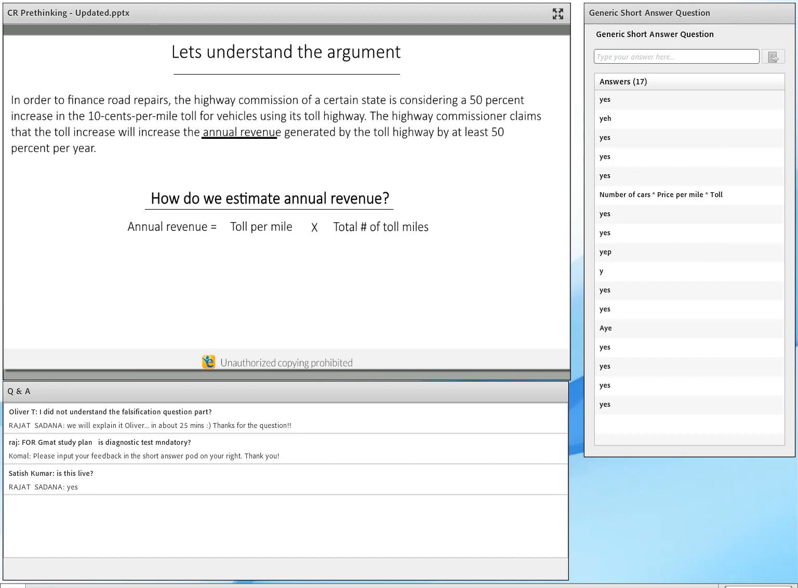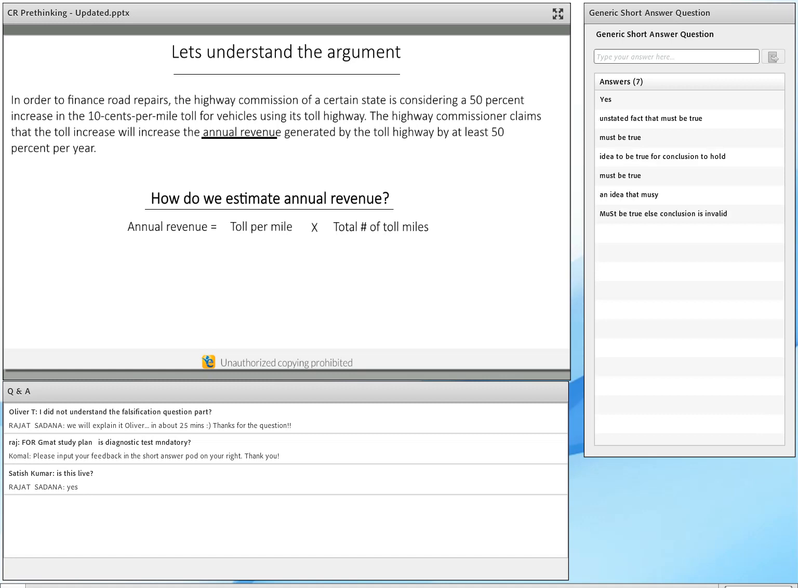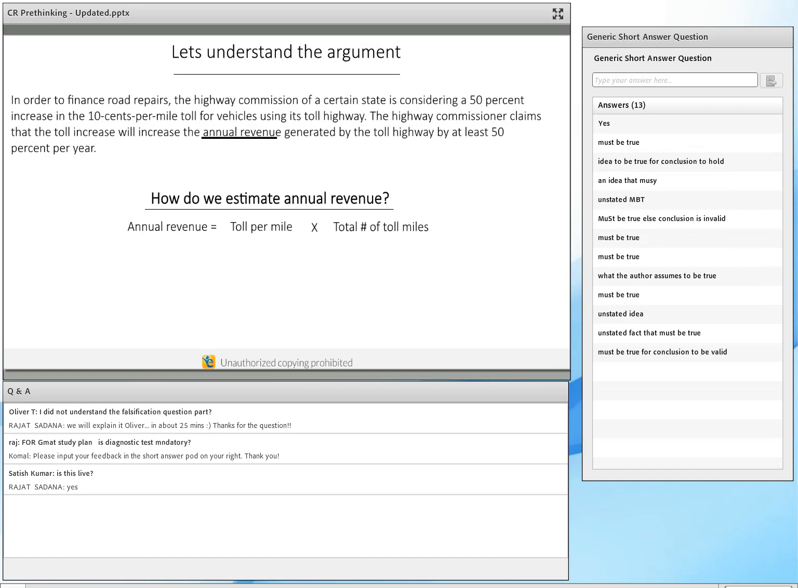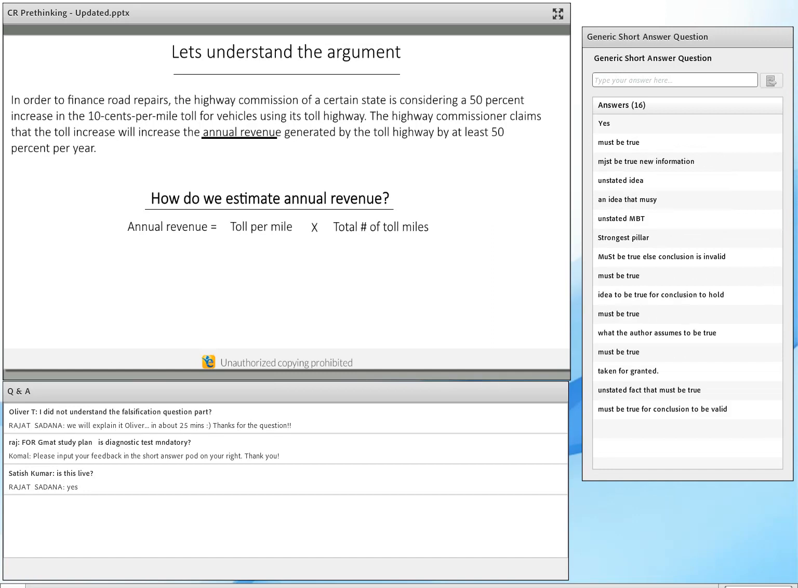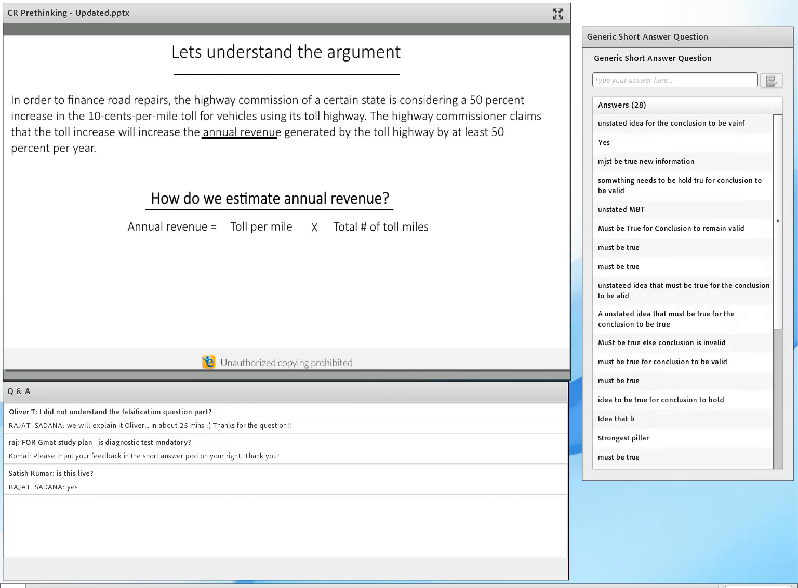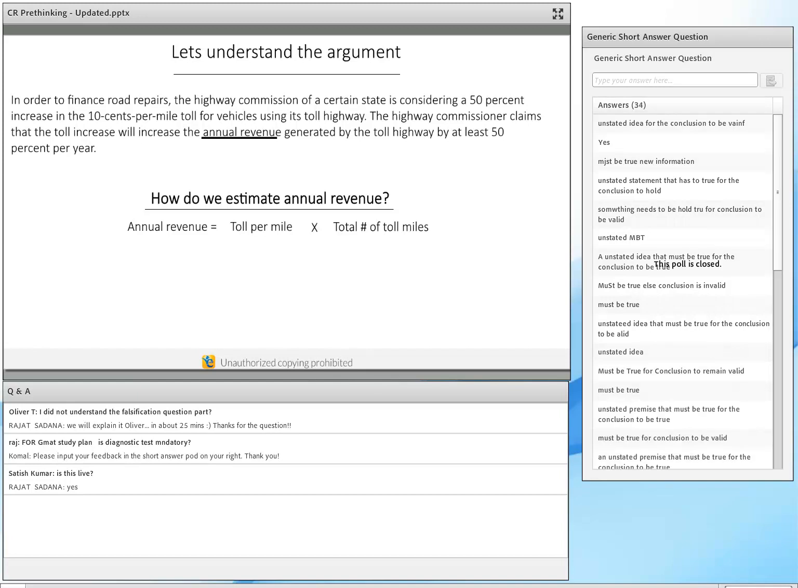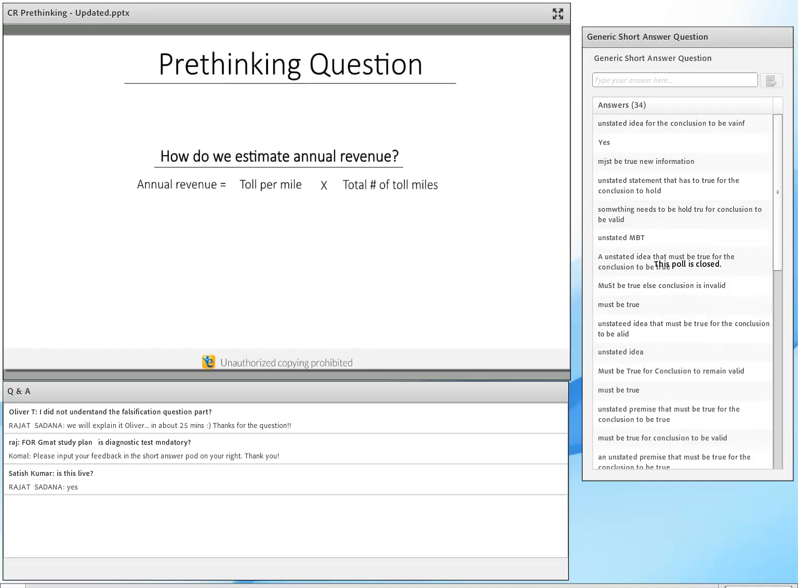All right. Now, one other thing, and I'm going to do this again and again while solving this. What's my fundamental definition of assumption? An unstated idea that must be true for the conclusion to remain valid, right? Okay, so that is good. So let's move forward.